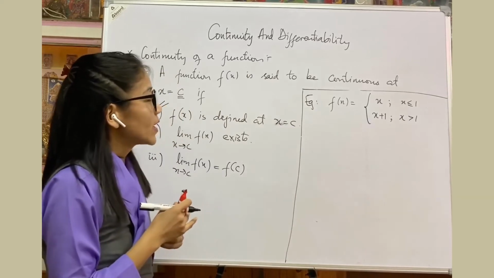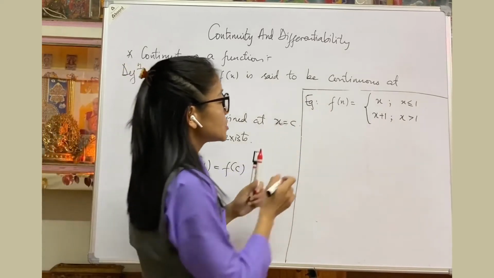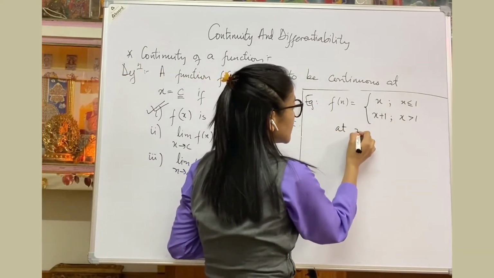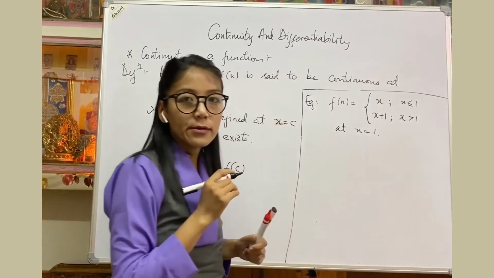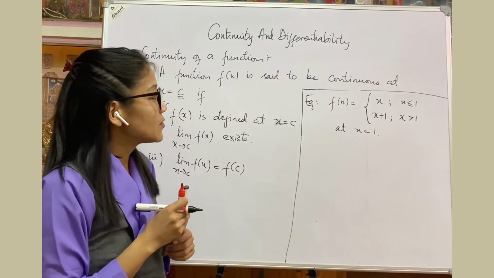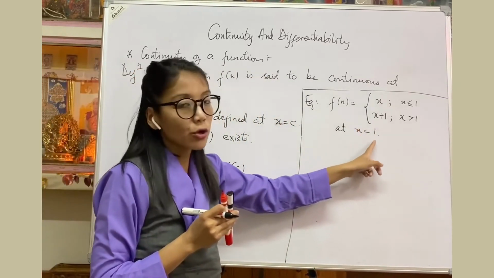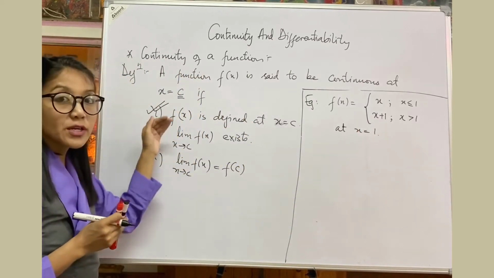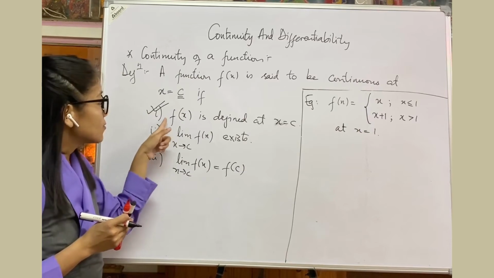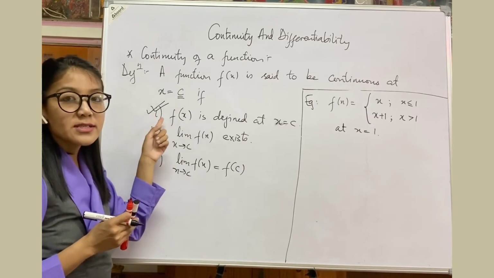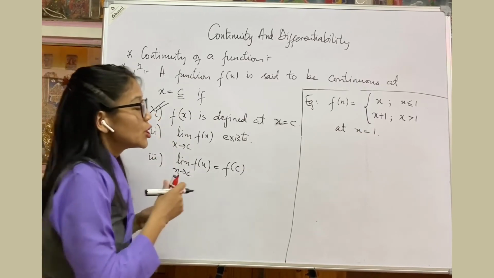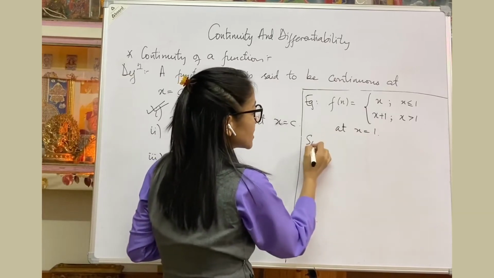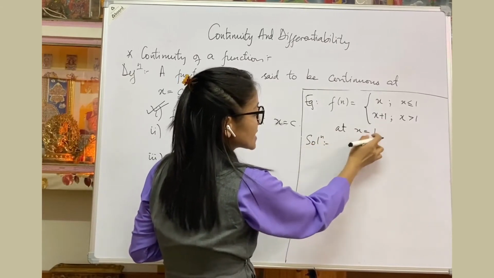Now we have to check the continuity of the function at x equals 1, right? So we will check whether the function is continuous at 1 or not. For that we need to check whether the function satisfies these three conditions or not. First we will see whether the function satisfies the first condition. So we are checking the continuity at x equals 1.